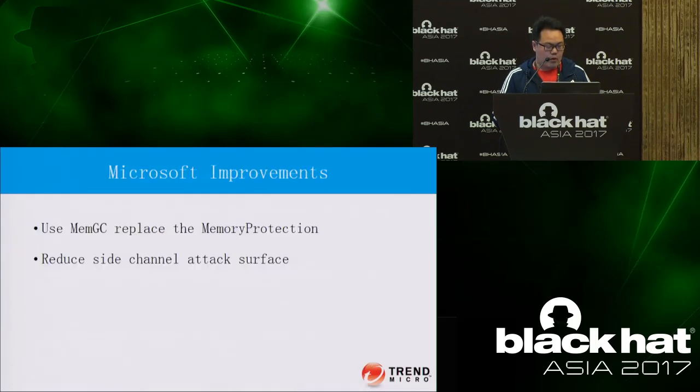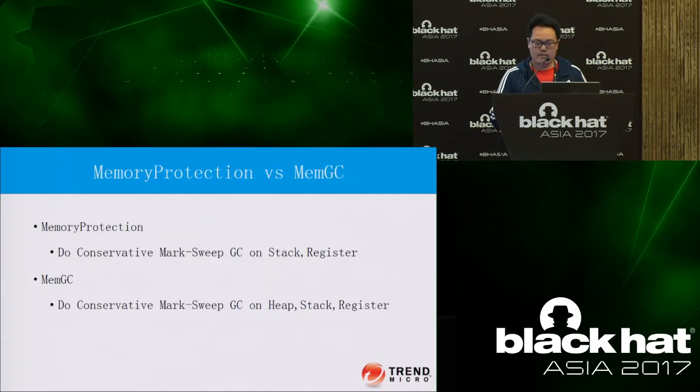When ZDI reported this vulnerability, Microsoft made some improvements to prevent this exploit. First, they use MemGC to replace the memory protection. Second, they reduce some side channel attack surface. Okay, let's compare memory protection and MemGC. Memory protection does conservative mark and sweep GC just on stack and registers. MemGC does conservative mark and sweep GC on heap, stack and registers.